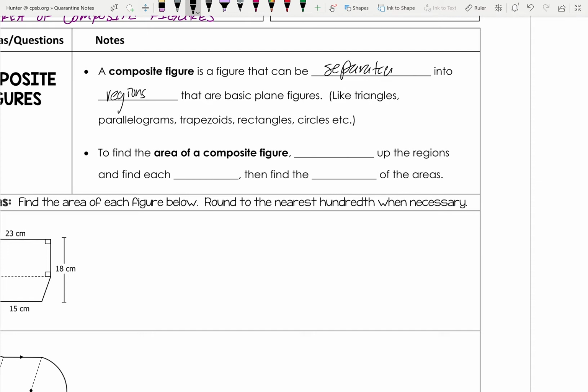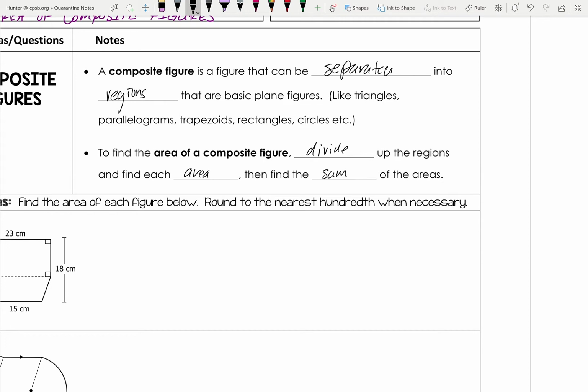To find the area of a composite figure, we want to divide up the regions and find each area, then find the sum of the areas. Okay? So, I think it might be a little bit easier if we just do an example. So look at number 1.